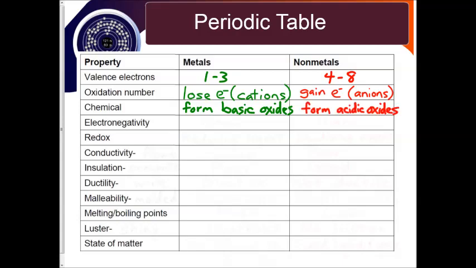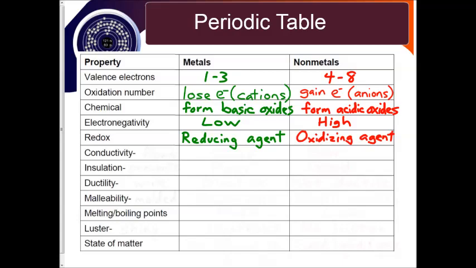Another property that we look at is electronegativity. Metals have low electronegativity, whereas nonmetals have very high electronegativity. Now, in terms of redox reactions, metals are called reducing agents, and nonmetals are good oxidizing agents.